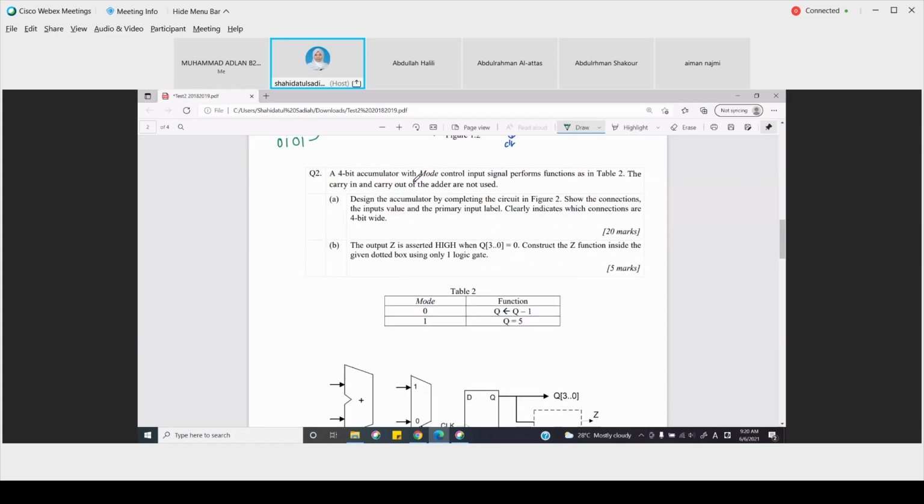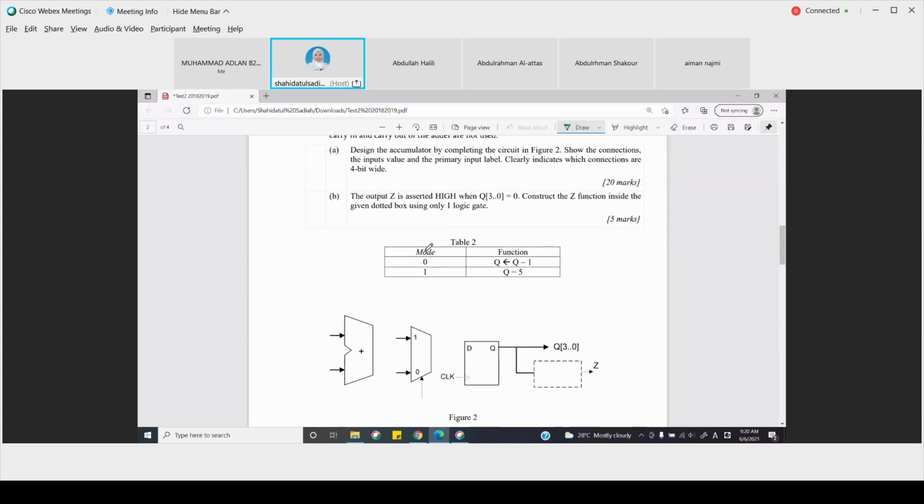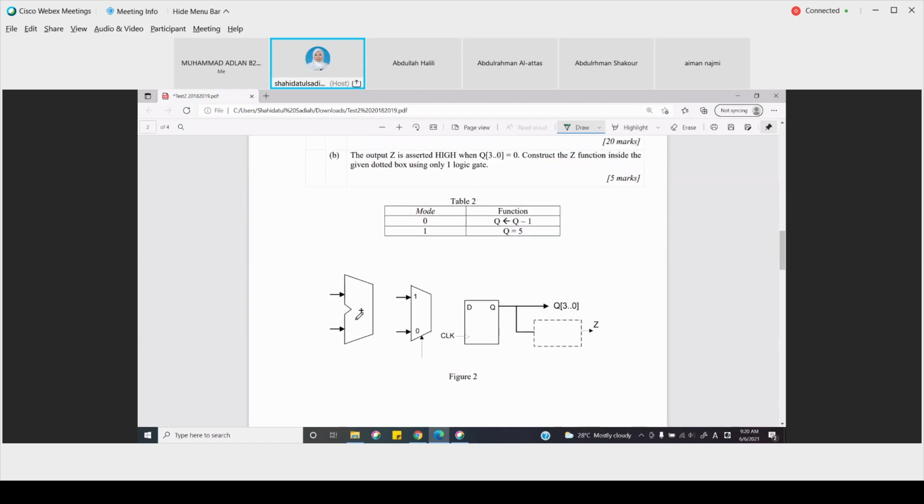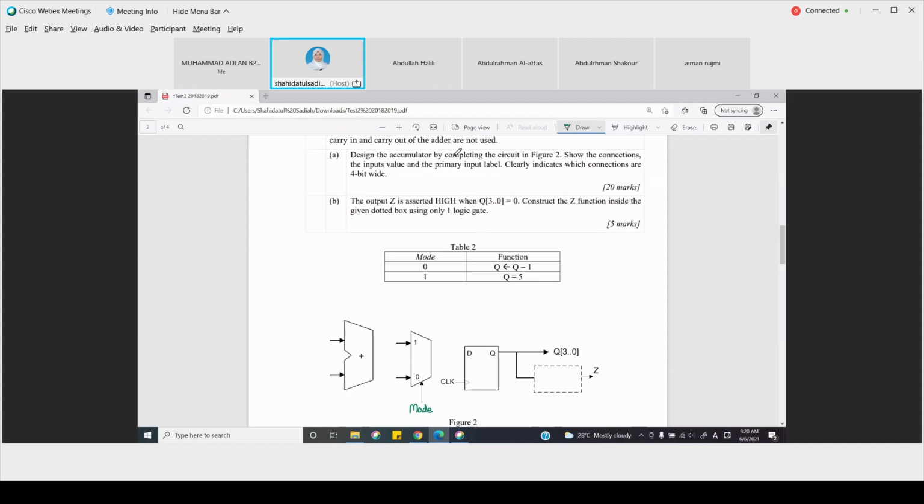And then we have mode. Since this is an adder and this is a mux, I think the mode will be here. The mode is the selector of the mux. Now, design the accumulator by completing the circuit in figure 2. Show the connections, the input value, and the primary input label. Clearly indicate which connections are 4-bit wide. I think you have to label if the connection is 4-bit.